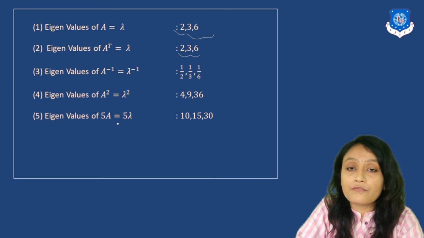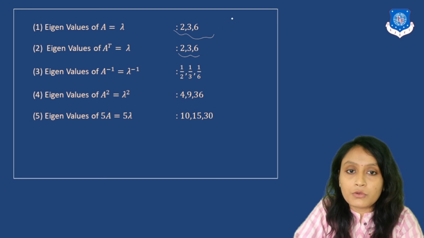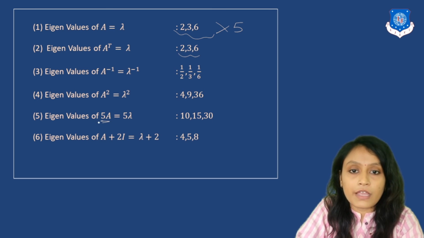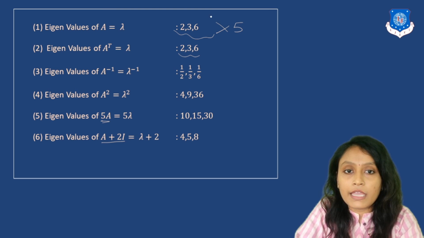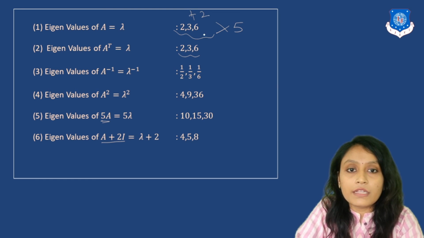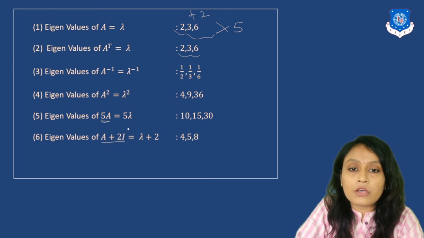Next, eigenvalues of 5A, that is 5 lambda. So here we have to multiply by 5. So you will get 10, 15 and 30 as the eigenvalues of 5A. Next, we'll find the eigenvalues of A plus 2I. So this will be lambda plus 2. Here we have to just add 2 everywhere. So you will get 4, 5 and 8 as the eigenvalues of A plus 2I. Okay, so here we have used those properties to find the eigenvalues of A transpose, A inverse, A square, 5A and A plus 2I.